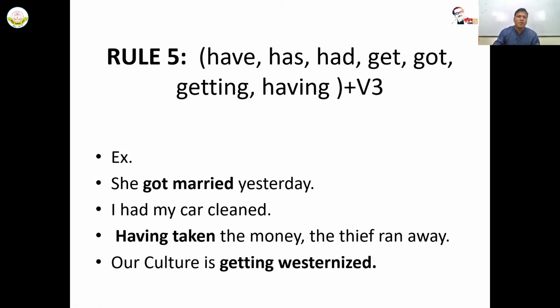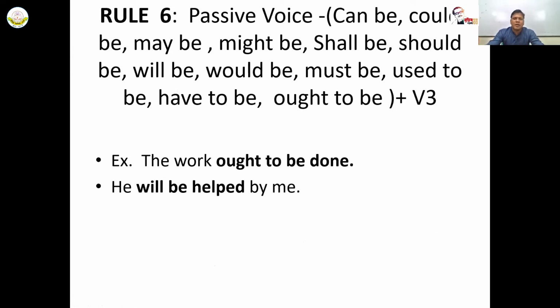So now, rule 6. It's a general rule that passive voice always takes the past participle form. In the passive voice, we will notice can be, could be, may be, might be, shall be, should be, will be, would be, must be, used to be, have to be, ought to be. After this, the verb will take the V3 form, that means past participle form.